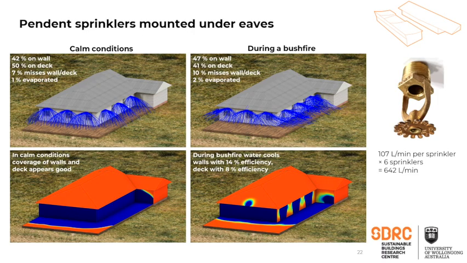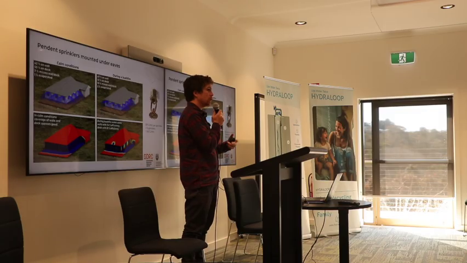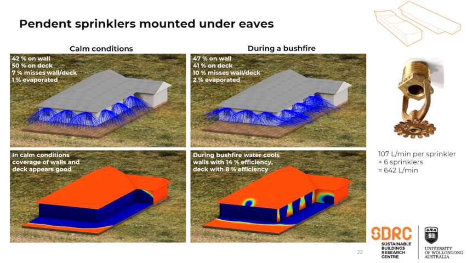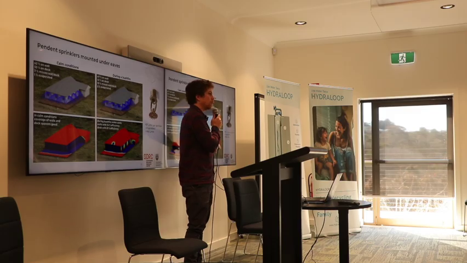The last 2 systems, one is just a typical pendant fire sprinkler, which you might see indoors in a commercial building. We simulated them under the eaves of the building, so they spray out a kind of bell-shaped 360-degree spray. They spray a lot of water, so this is 650 odd litres per minute for the 6 spray heads. And during testing, it looks like the deck and the walls are fairly well protected. And because you're putting the sprays close to the walls, even when it's hot and windy, you still get a lot of the water landing there.